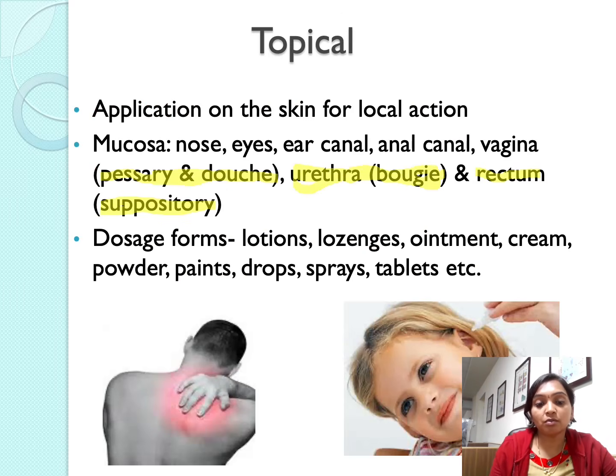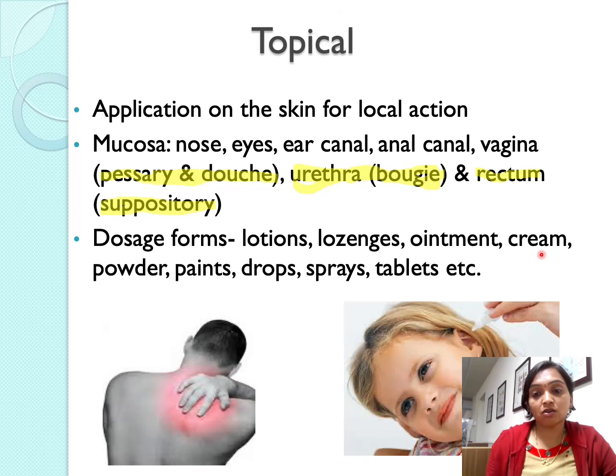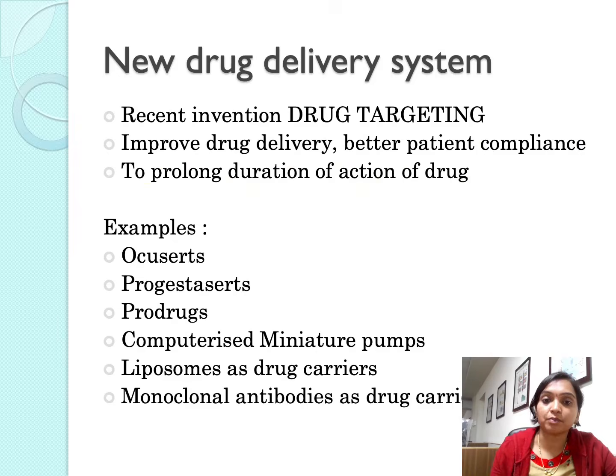And the dosage forms here would be a lotion, lozenges for the throat, ointment or cream. Eyes, you would have seen eye ointment. Even in the nose you have an ointment, in the ear you have an ointment, creams as well, and even in the vagina. All these use ointments, gels, nasal sprays, tablets. All these are various dosage forms.